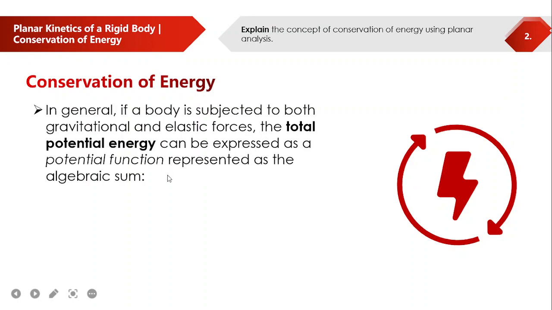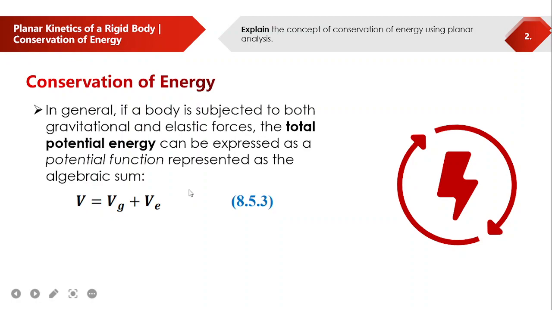can be expressed as a potential function represented as the algebraic sum. So, we call this a potential function, class. The summation or the total potential energy caused by the gravitational and elastic forces, we call that potential function. We have your V sub G plus V sub E. So, this is how you solve for the total potential energy.